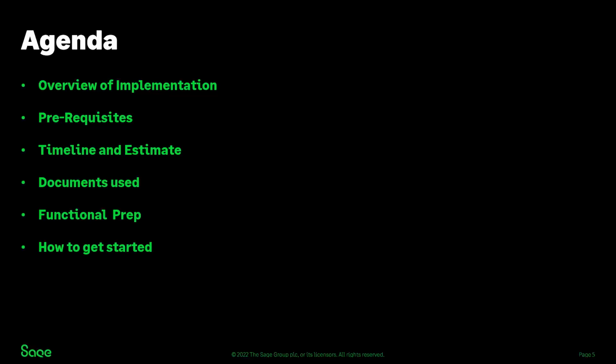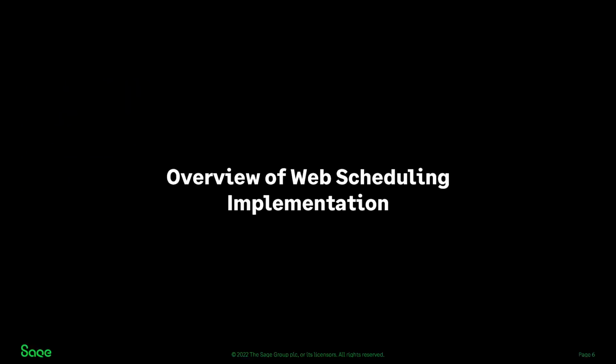That's fine too. But our agenda really is to go through the implementation process, talk about a few of the prerequisites, a timeline and estimate. This is just a broad kind of estimate on what we're seeing when we implement web scheduling, the documents that we use, the functional prep, and I'm going to turn that over to Clark when we get to those slides, because he can talk a little bit to what you should prepare your customer for when you're implementing web scheduling. And then just lastly, how do you get started? What are the steps to get started? Next slide, please.